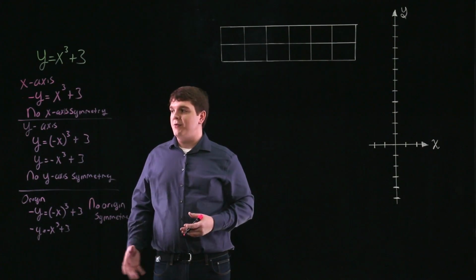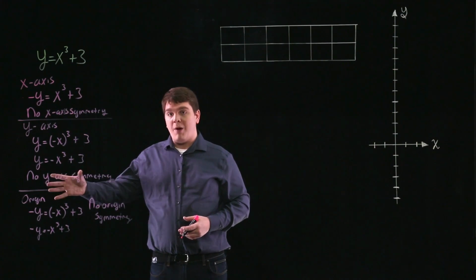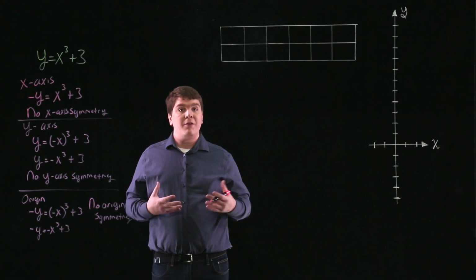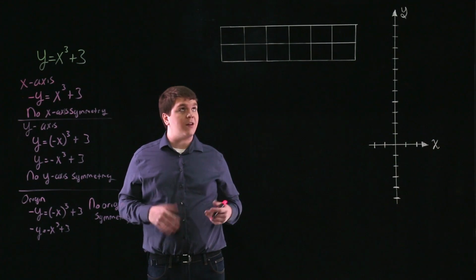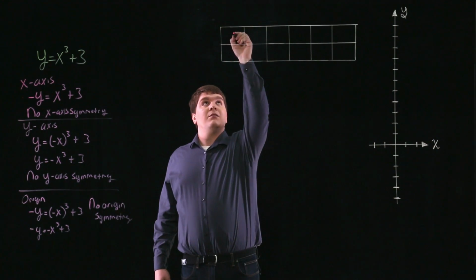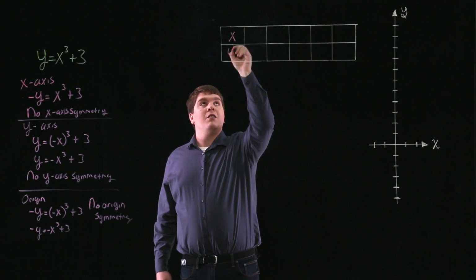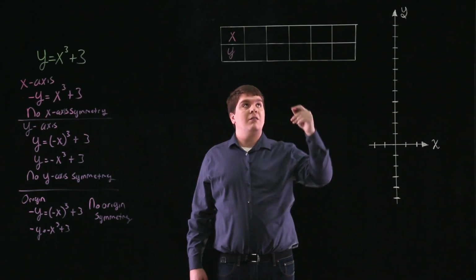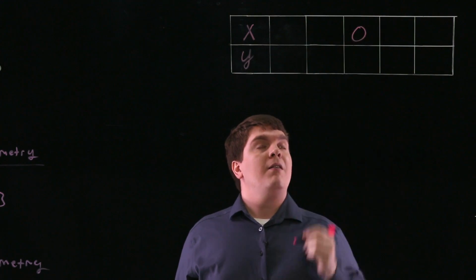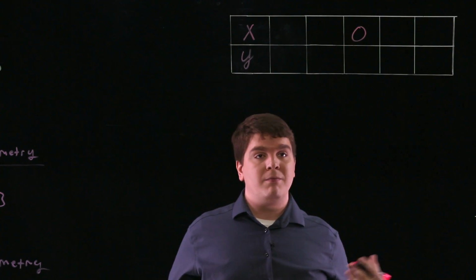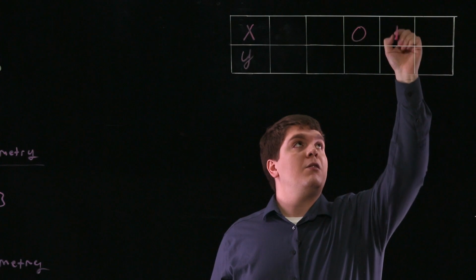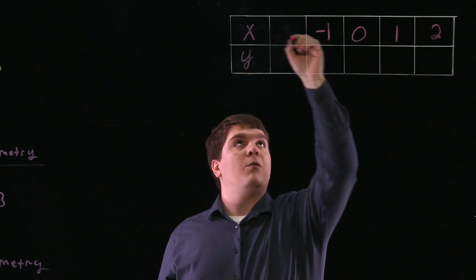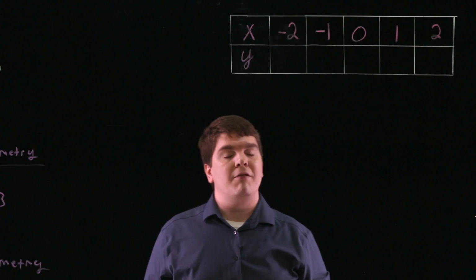So since we don't have symmetry with respect to the x-axis, the y-axis, or the origin, we'll want to go ahead and create a table to find some points on our graph. So let's look for some corresponding y values for some x values. We'll start at 0, and we'll take x values to the left and to the right of 0. So let's go over 1, 2 to the right, and we'll go negative 1, negative 2 to the left.